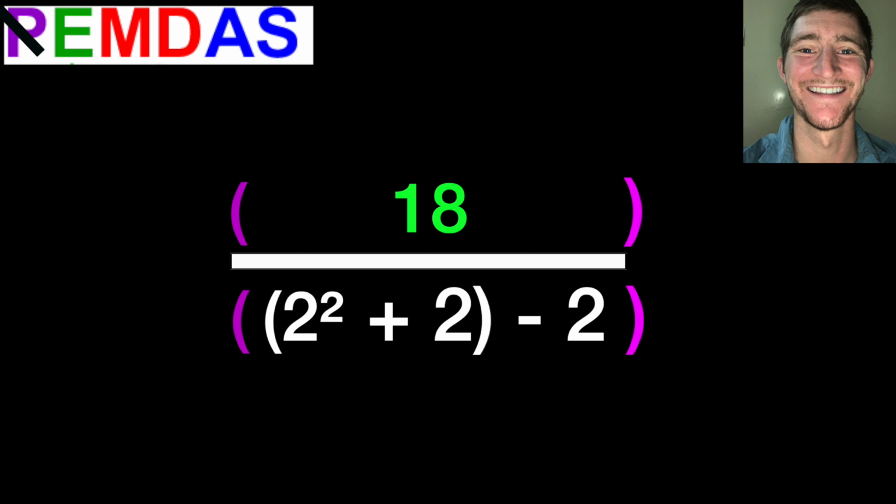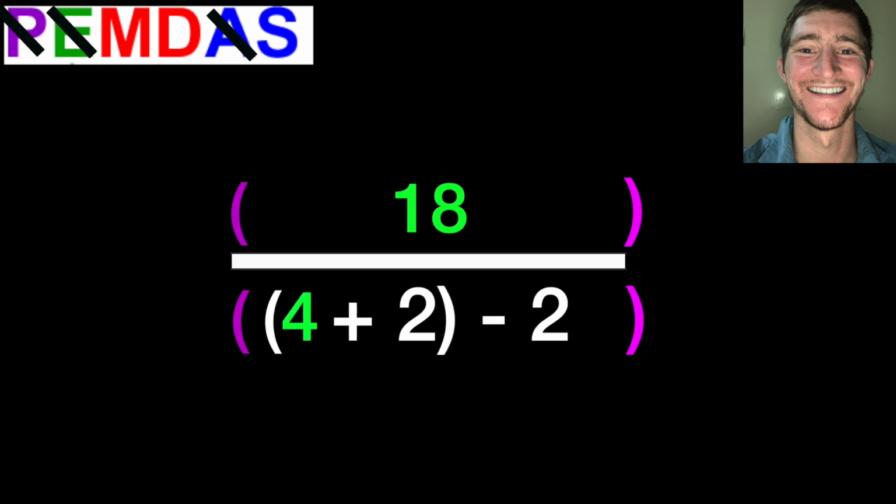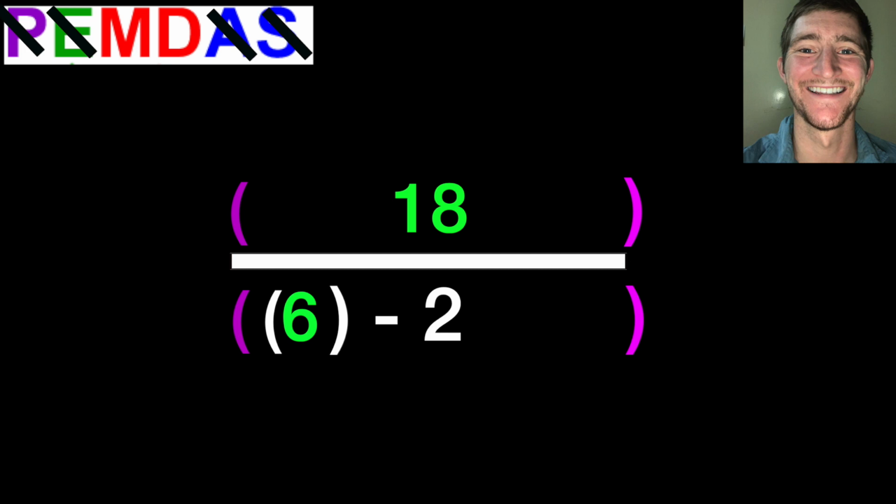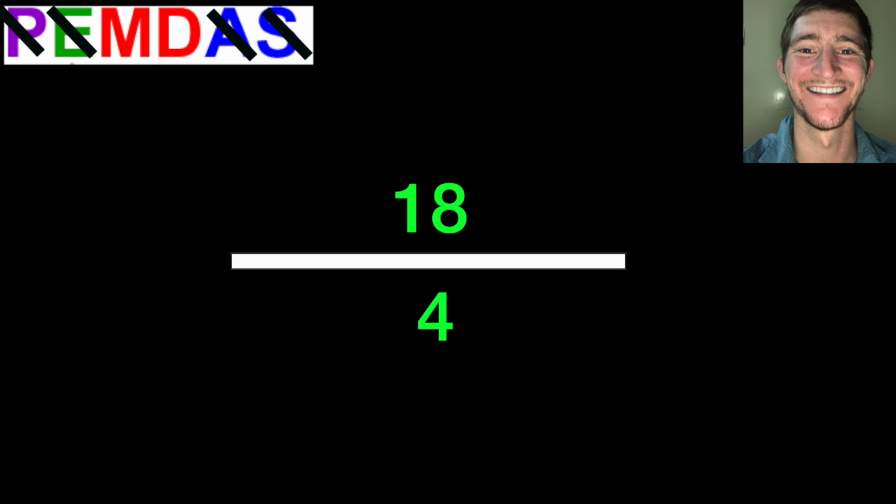Then we move to our denominator. We need to do our exponentiation within the parentheses first, which is 2 squared, giving us 4. We add 2, that becomes 6. Finally, we subtract 2, giving us 4 on the denominator. Now if we do 18 divided by 4, that becomes our simplified fraction. And if you want to simplify it even further, you can divide the denominator and the numerator by 2, giving us 9 over 2.